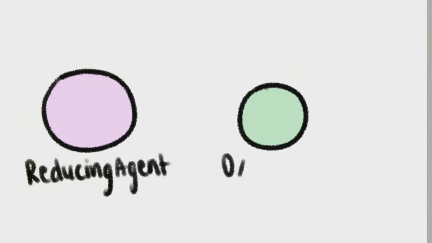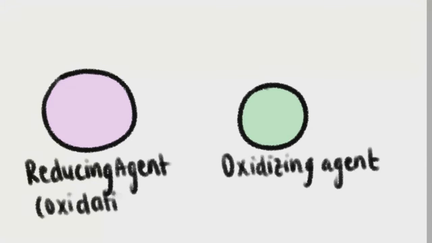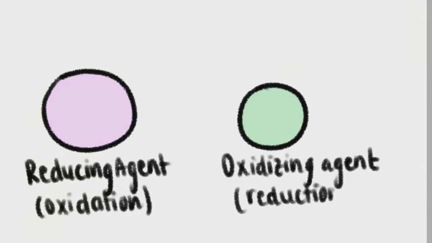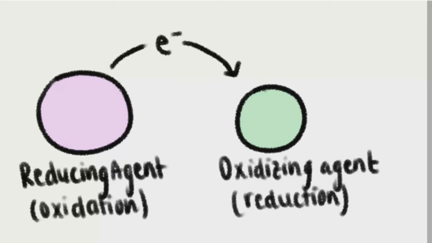Well, the reducing agent gives the oxidizing agent electrons. Therefore, electrons are gained during a reduction reaction and lost during an oxidation reaction. This is what happened when I made the crystals. That's so hard to remember.